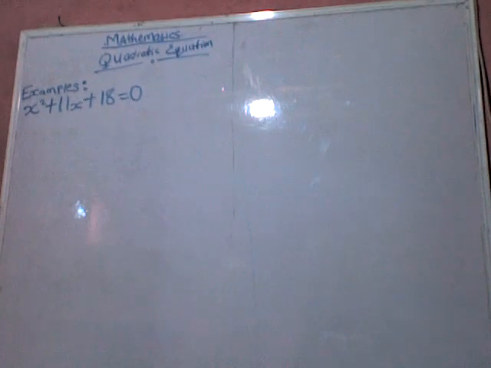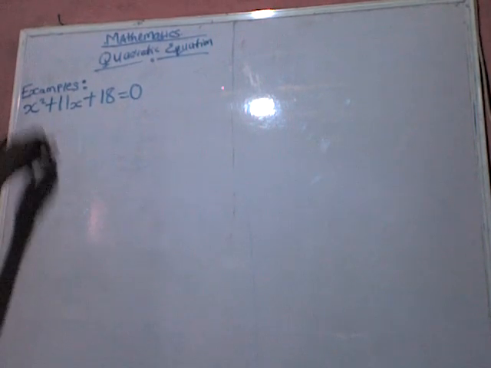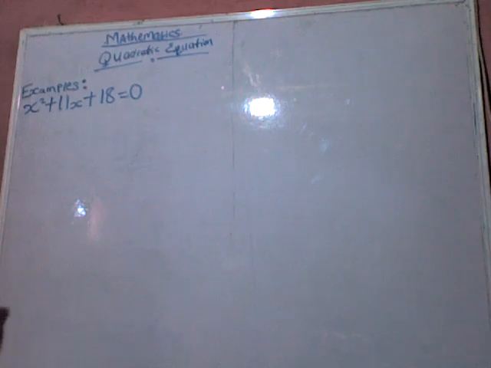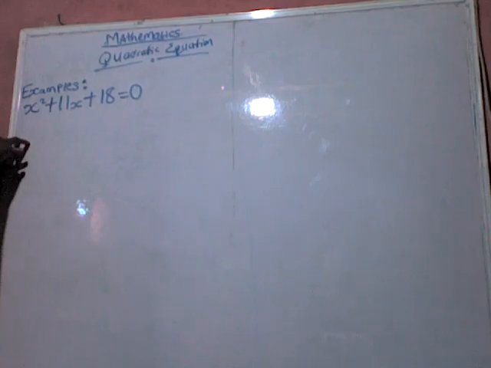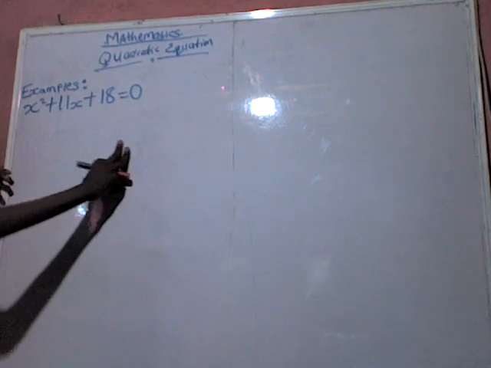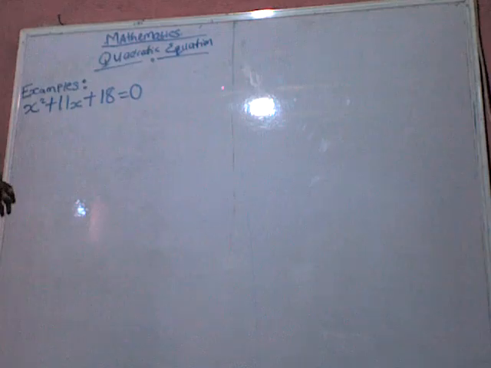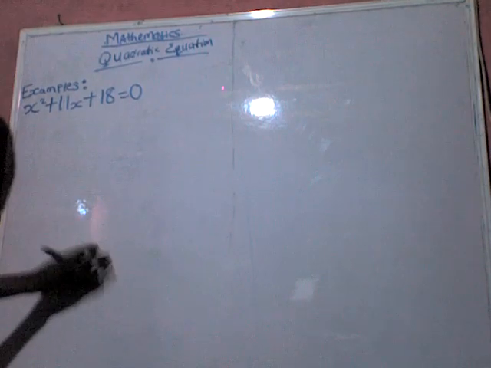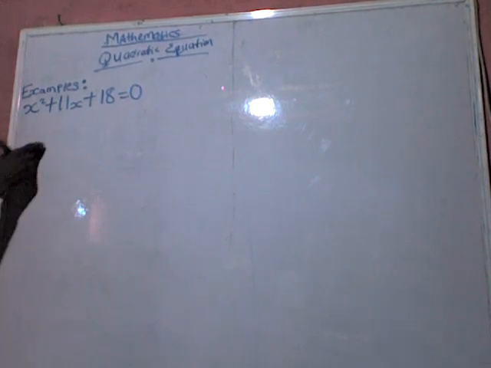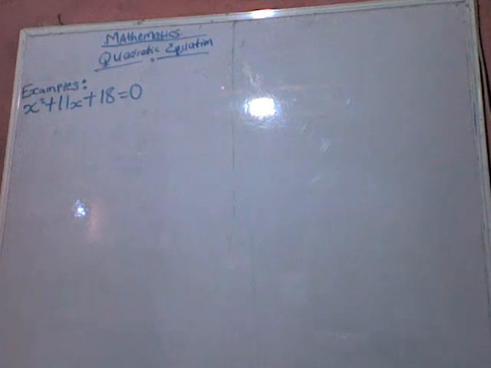So now we have a problem on the board which says x squared plus 11x plus 18 equals 0. Most of you have done quadratic equations before, but if you are looking at this kind of quadratic equation, the first thing that comes to your mind is to look for the coefficient, then start factorizing. But in this video I'll be teaching you a much easier way of solving quadratic equations by factorization.